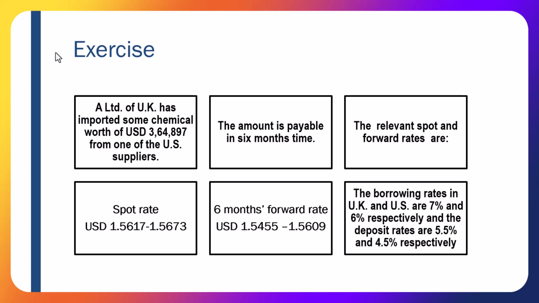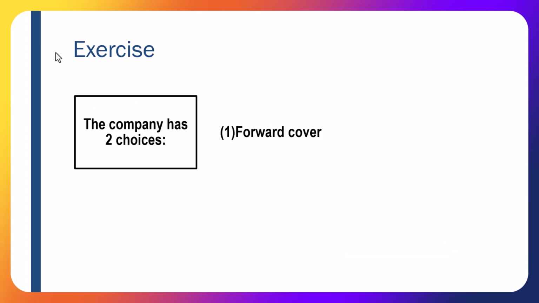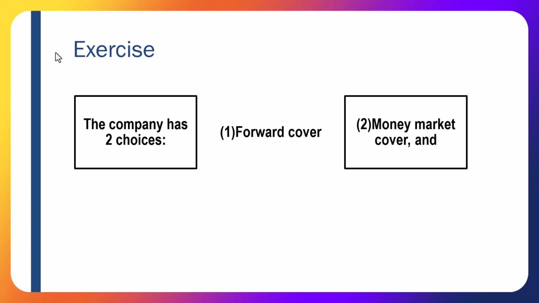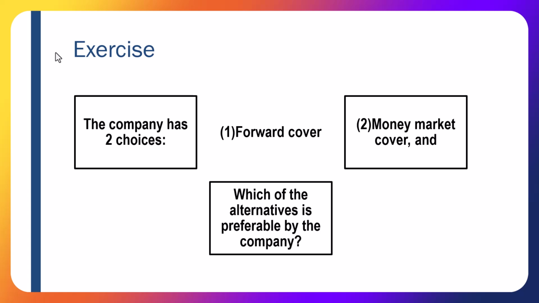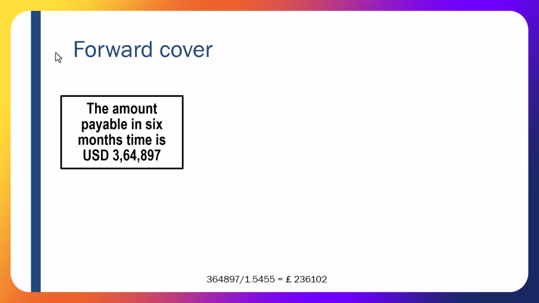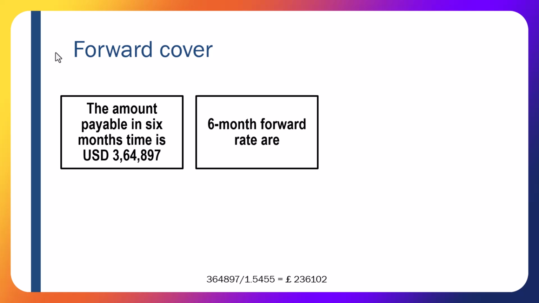Okay, the amount is payable in 6 months, and the spot rate and the 6 months forward rate are both given to you, and even the borrowing rates and lending rates of UK and US are both given. Okay, the company has two choices, either a forward cover or a money market cover. Which of the alternates is preferable? Okay, so the amount payable in 6 months time is so much, 6 months forward rate.